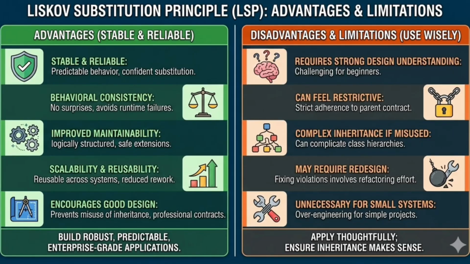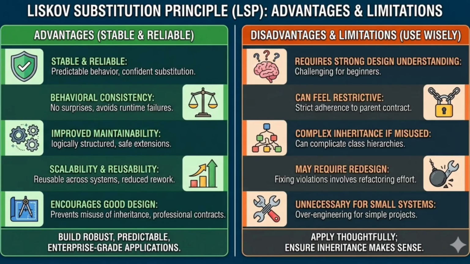Fifth, it encourages good design and professional inheritance usage. LSP prevents misuse of inheritance. It forces developers to think carefully about design, contracts, and responsibilities instead of blindly inheriting and overriding methods. In simple words, the Liskov substitution principle helps us build robust, predictable, maintainable, and enterprise-grade applications, where child classes truly act as safe substitutes for parent classes.